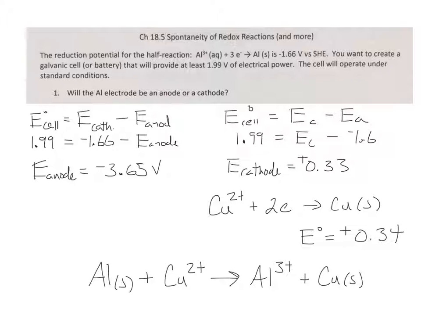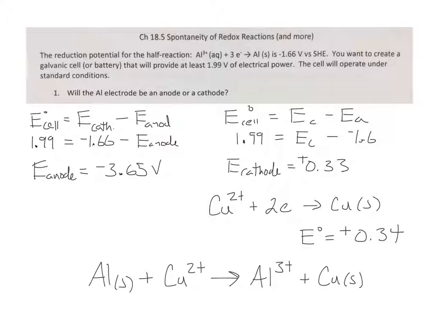You'll note that this reaction is not balanced. I'm just writing out what the process actually is that's going to occur. In this redox reaction, the aluminum is getting oxidized. It's going from aluminum 0 to aluminum 3+, so it is losing electrons. So it's acting as the anode.